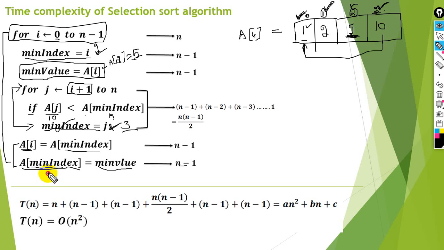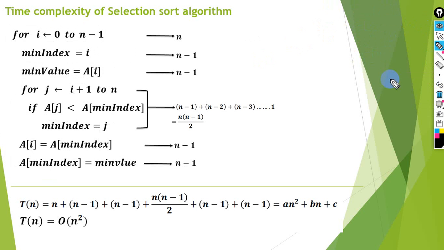So min index is equal to min value. So this was the selection sort. In the last pass there will be no swap, because it is already in place, and in this way the values get sorted. So this was the selection sort algorithm.